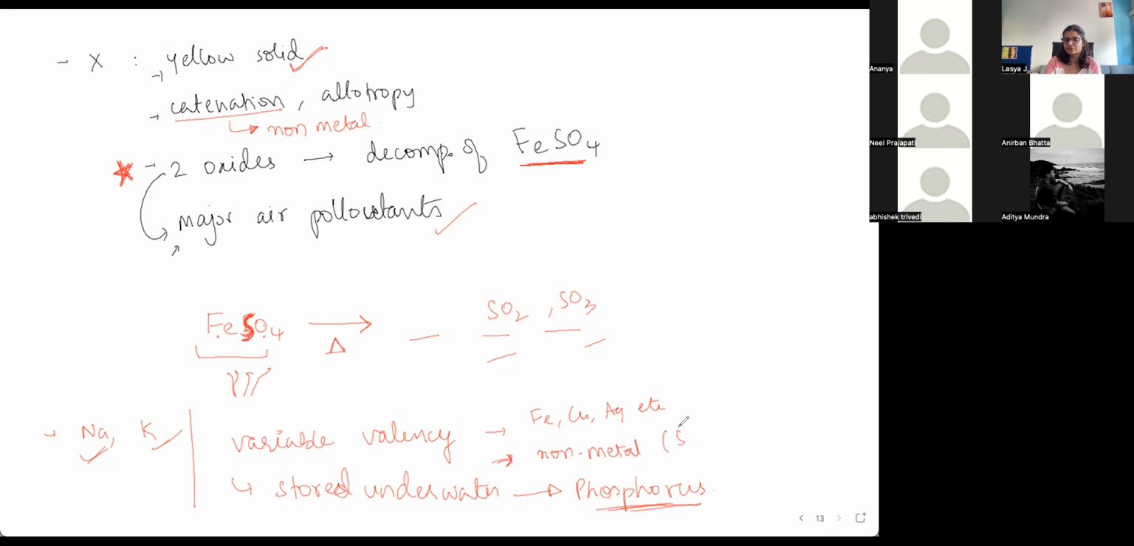So sulfur also shows that, which is why you have two different oxides, right? Like SO2 and SO3. Variable valency hai idhar. Phosphorus also shows variable valency. Nitrogen has different valencies. Chlorine does not show. Chlorine also shows, although you don't know so much about it at this point of time, but most of the non-metals show variable valencies. But stored underwater is a sure thing that it is phosphorus.